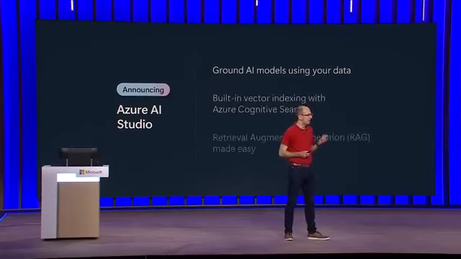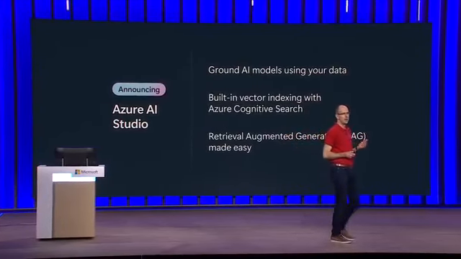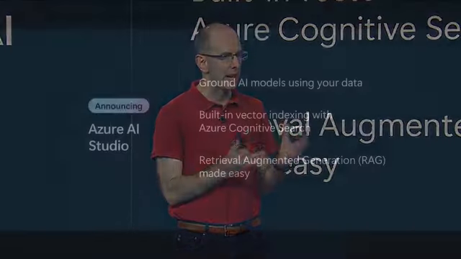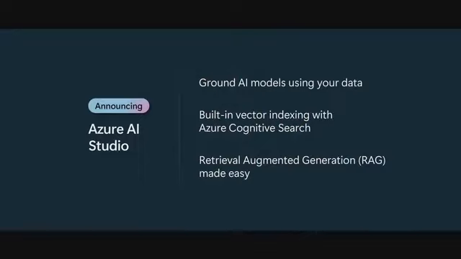This week at Build, we're introducing our new Azure AI Studio. The Azure AI Studio makes it incredibly easy to ground your AI models with your own data and to build retrieval augmented generation, or RAG-based solutions. And this enables you to build your own Copilot experiences that are specific to your apps and organizations. And you're going to see we've made it really easy to do so.